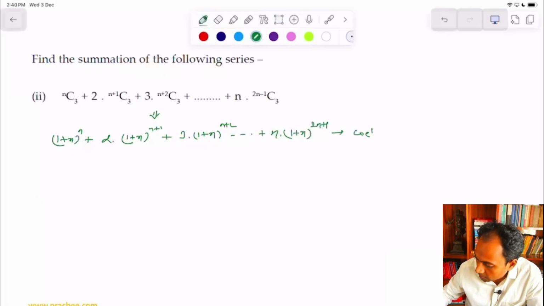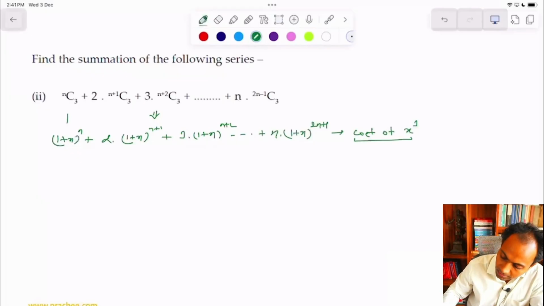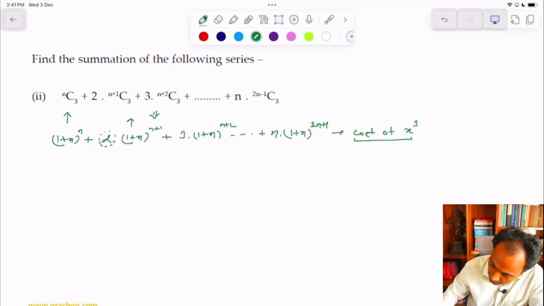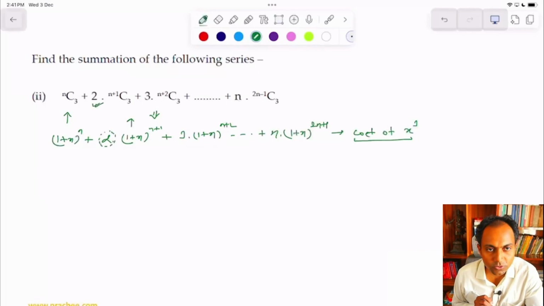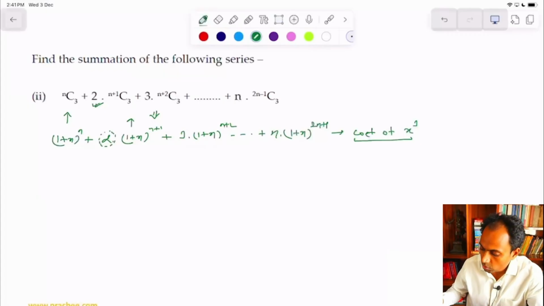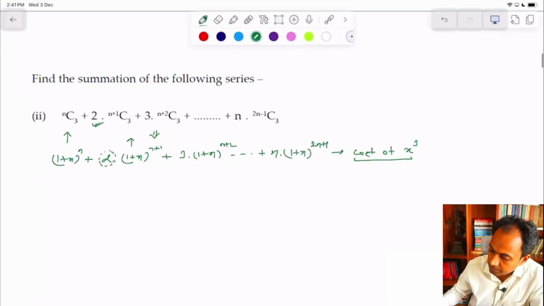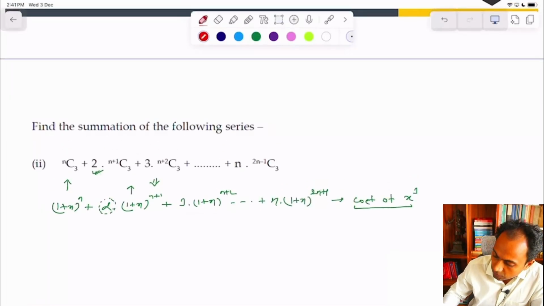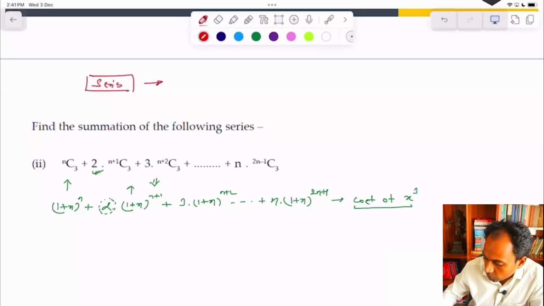Out of this, what I want is the coefficient of x raised to the power 3. So if I write this coefficient for every term, from the first term I will get nC3, from the second one n plus 1C3, and like this. And since there is also a 2 present here, that 2 will also get multiplied, and this 3 will also come here. Like this, from every term we'll get the series that we want. So you can see that now I am doing the same question in reverse order. If you look into this series, the steps are very simple. Let me write the steps first. The first step would be to write the series. In the second step, we are going to find the sum of the series.